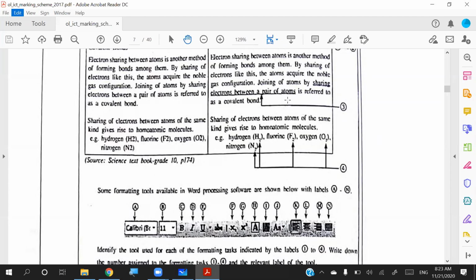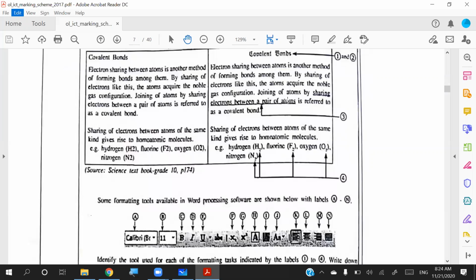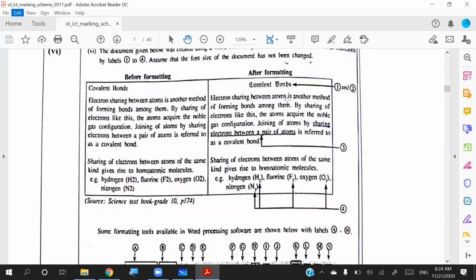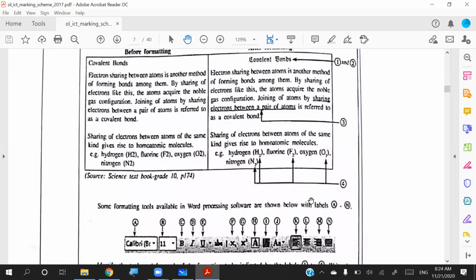Right. Sorry. So what we have to do is we have to compare the two situations and see which kind of tools are being used to do the modification. So if you compare the left side and the right side, the heading, they have changed the font and they have center aligned. So for that, you have to use A and L to do the modification. So one can be A and two can be L, and it can go the other way around as well.